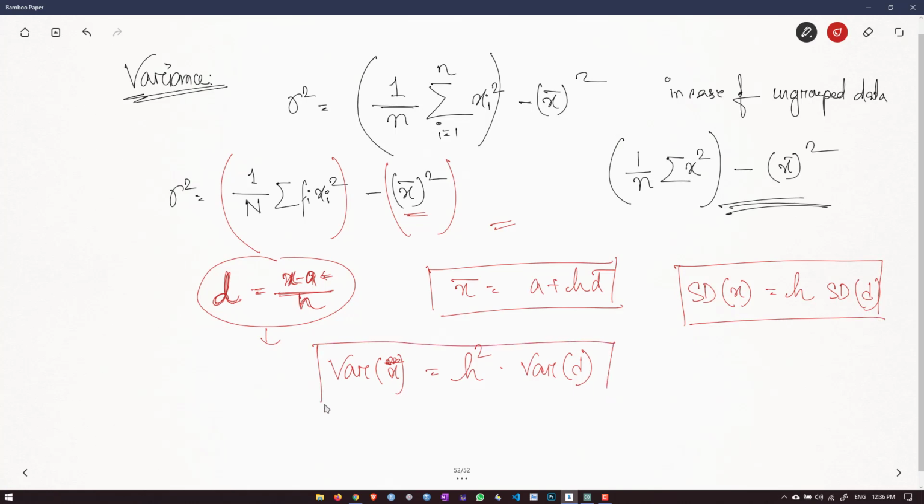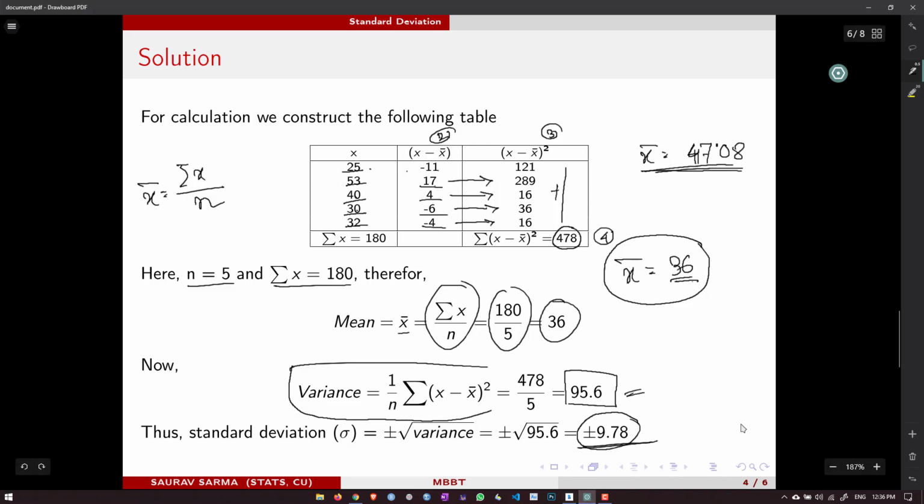Now unlike arithmetic mean, in case of variance or standard deviation, this a is not to be considered. We don't consider this a in the final formula, right? So we will combine this formula with this approach to reduce our calculation. So let's go to another example.